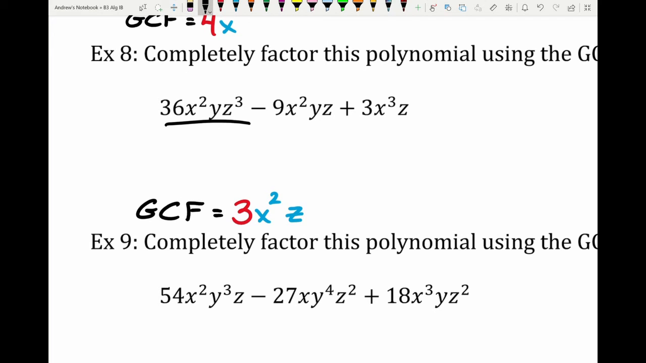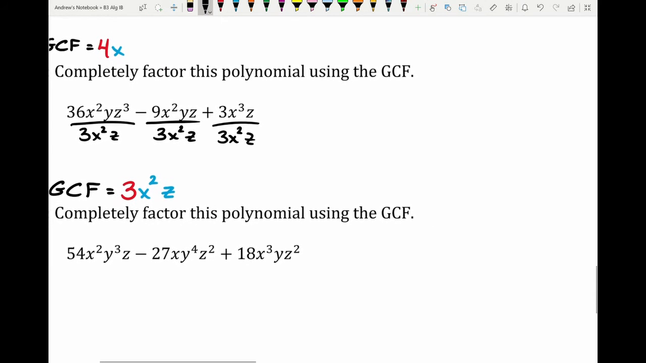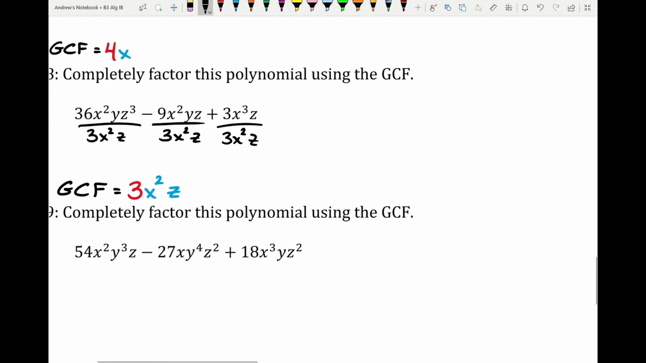Right, so same deal as before. I'm going to take that, and I'm going to divide each piece of this: 3x squared z and 3x squared z. Right. So I'm going to give myself quite a bit of room because we got a decent amount of stuff to write. I'm going to go one piece at a time. Right. So first things first, way over there on the side, 36 divided by 3 is 12.